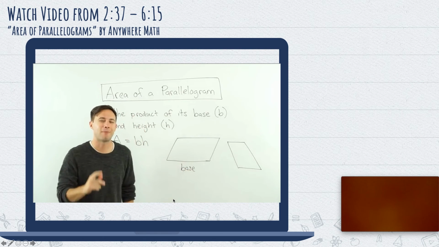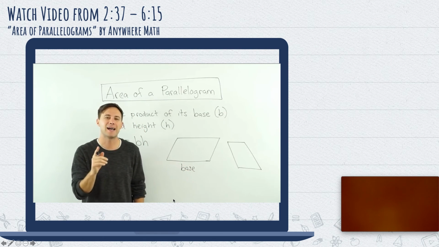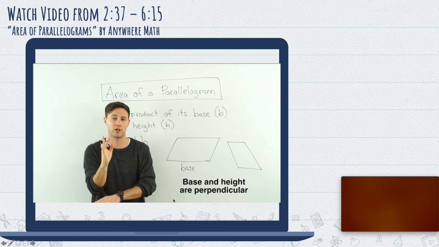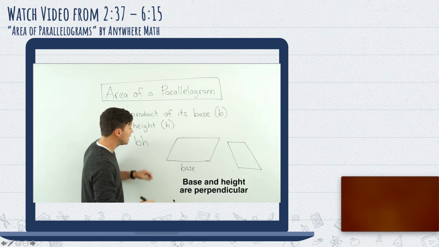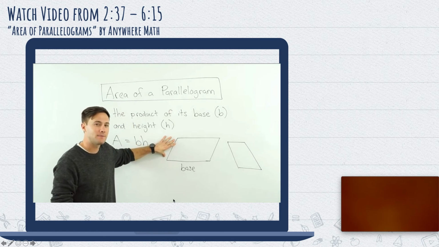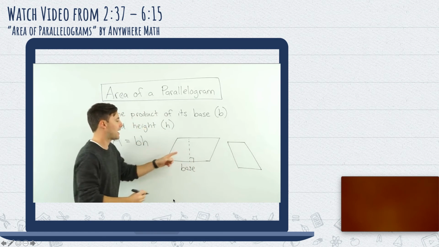that's going to be my base, and my height. This is the key. The height has to be perpendicular to the base, which means it needs to form a right angle. So this is not my height. That is my height.